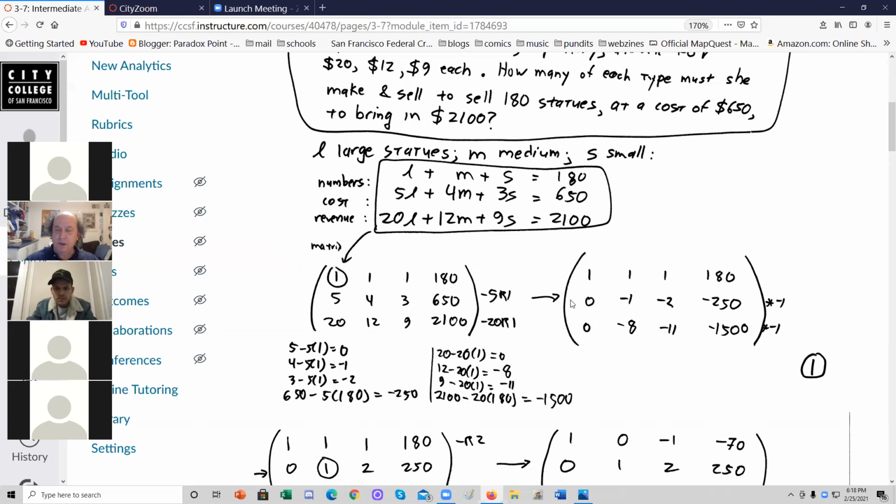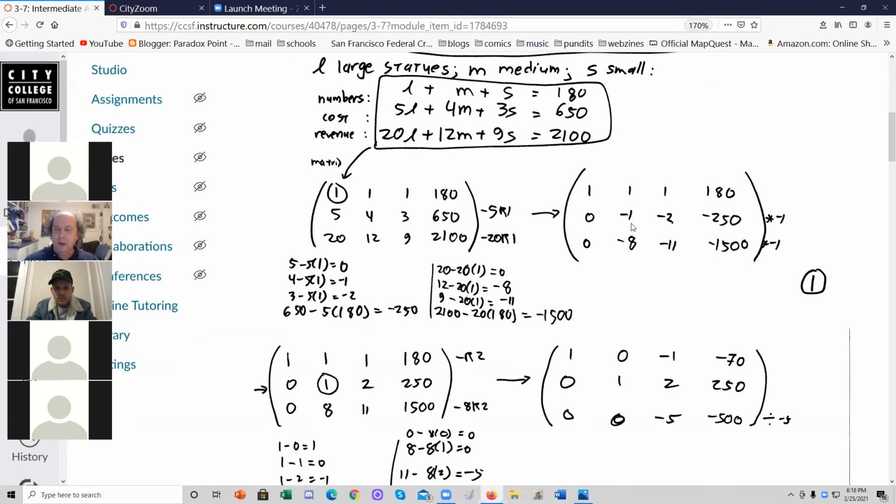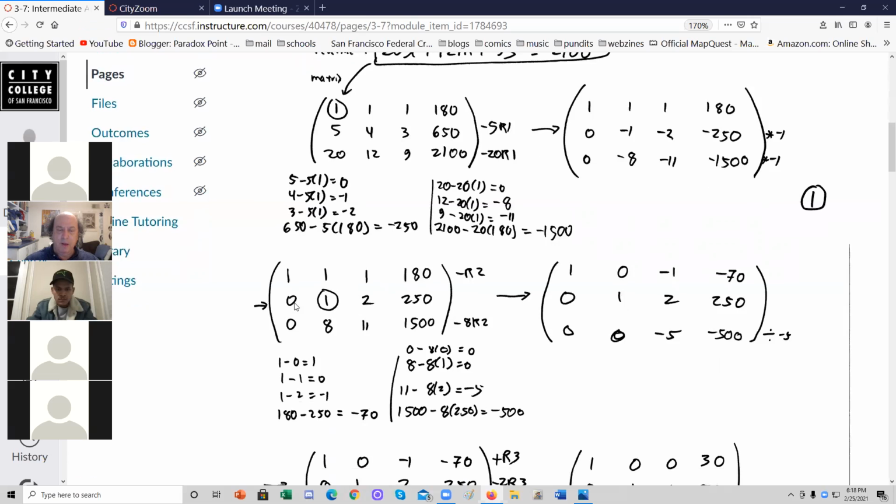All right, great. We've cleared the first column. Now, let's clear the second column. There's a negative 1 here. These are all negatives, so let's rescale everything by negative 1. You get 1, 1, 1, 180; 0, 1, 2, 250; 0, 8, 11, 1500. Now let's pivot on this 1 here. Eliminate this 1 here and this 8 here. We eliminate the 1 by subtracting row 2 from row 1, and we'll eliminate the 8 by subtracting 8 of row 2 from row 3. All right, so 0, 1, 2, 250 stays the same.